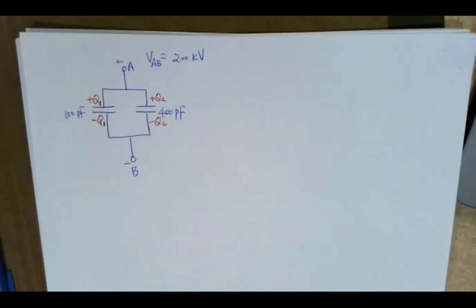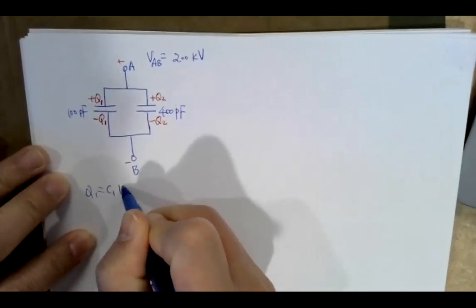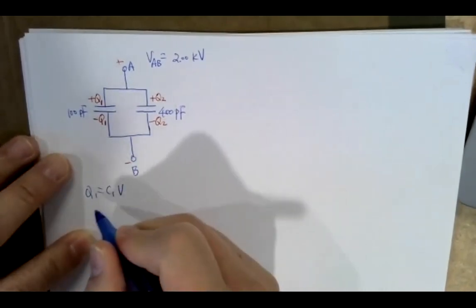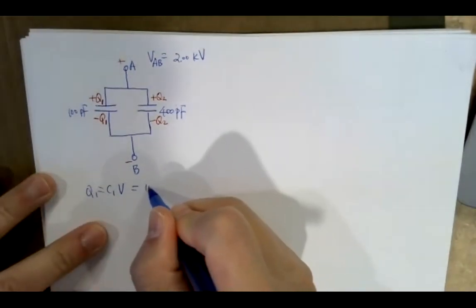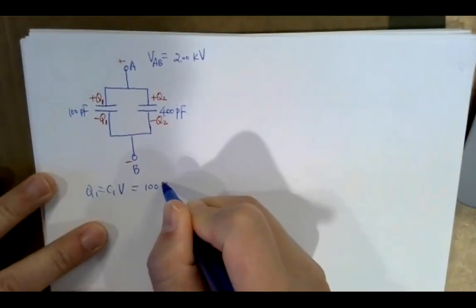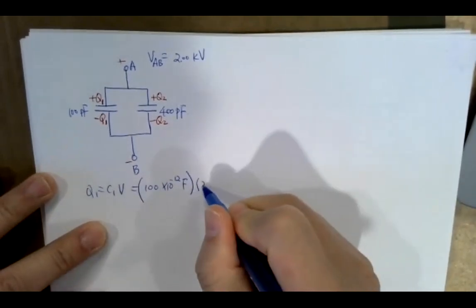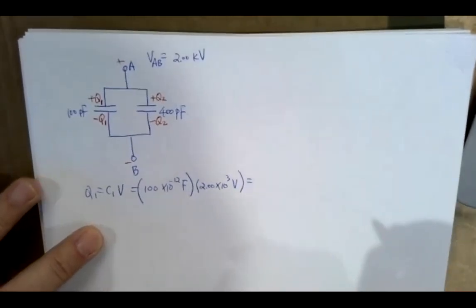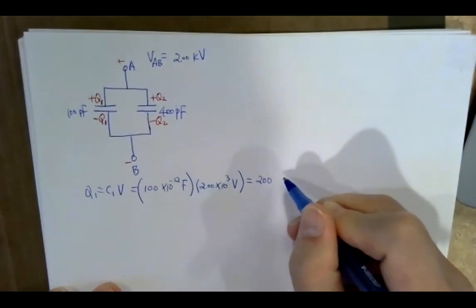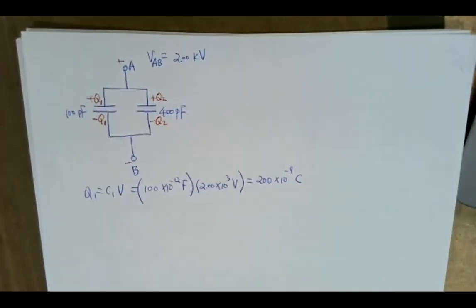Now you can calculate Q1 and Q2. For this, Q1 will be equal to C1 times V. According to C equals Q over V, Q will be C times V. So 100 pico, times 10 to the minus 12, times 2 kilo, times 10 to the third volts. That will give you 200 times 10 to the minus 9, that's in coulomb.